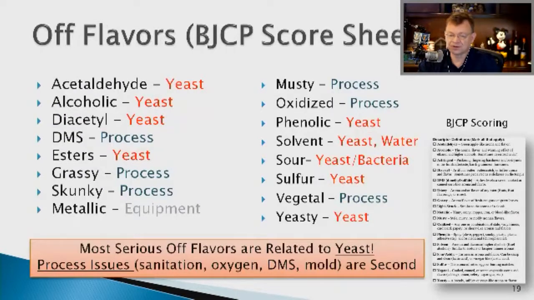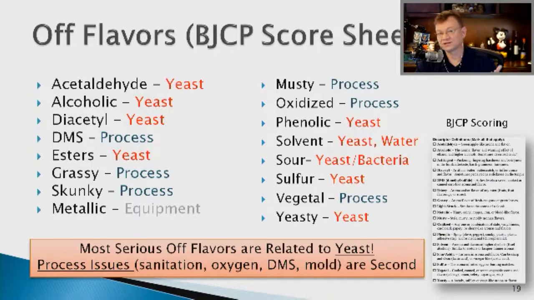And this is an interesting slide. So what I did is I took the BJCP score sheet, which is the Beer Judge Certification Program. It's the program that we use here in the United States, and I think a large portion of the world, to judge beer. And what I did is I took the left half of the sheet and put it on the right side here. Those are the BJCP scoring off flavors. And I've listed them all here. And you can see that roughly just under a dozen of them are yeast related.